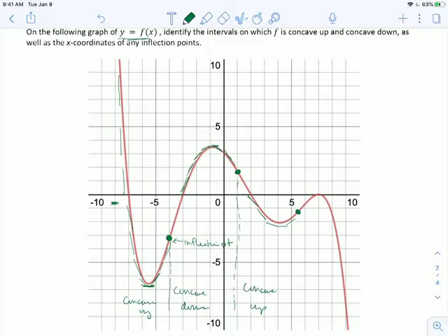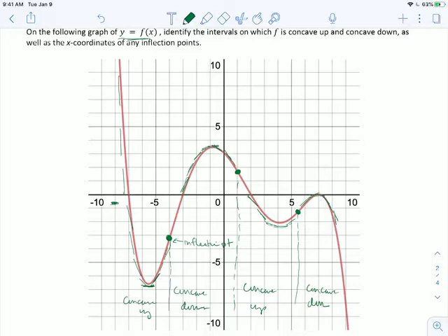And then one more time, maybe right about here, I switch from concave up to concave down. Again, the slopes are getting bigger as I read left to right here, but now they're starting to get smaller. They're decreasing. And so maybe about here, I'm concave down.